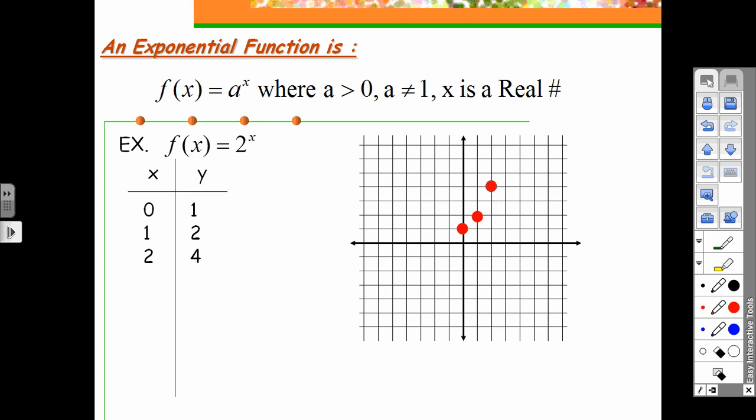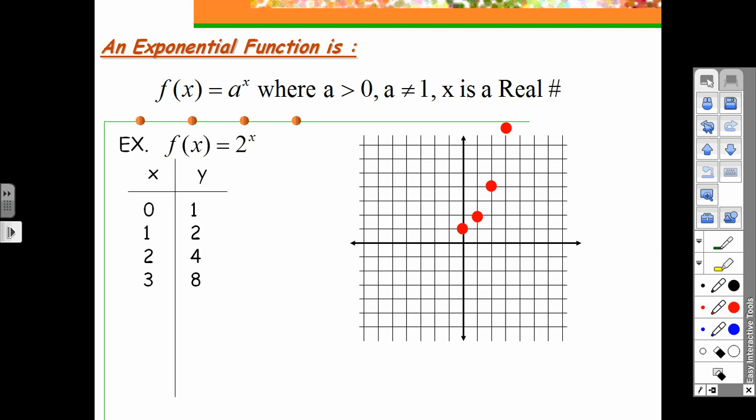And so right now you're kind of feeling like, oh, this looks kind of like a parabola, right? 1, 1, 2, 4. But unfortunately, it does not continue to follow that pattern. So if we plug in 3, we're going to get 2 raised to the 3rd power, which is going to give us 8, right? Okay, let's fill that in. And then when we plot that, we're going over 3, and 1, 2, 3, 4, 5, 6, 7, 8. I'm all the way off of my paper there.